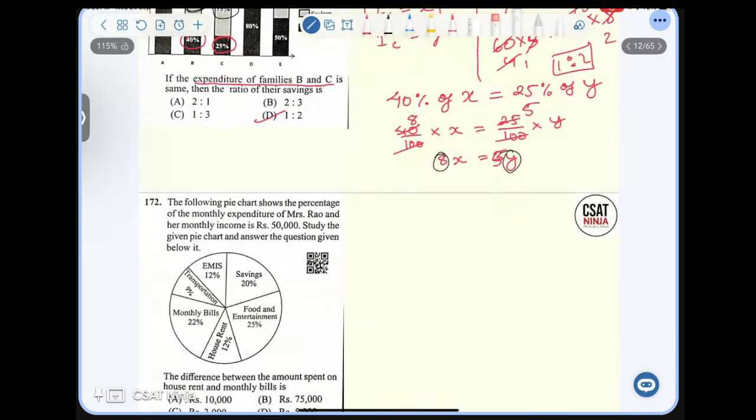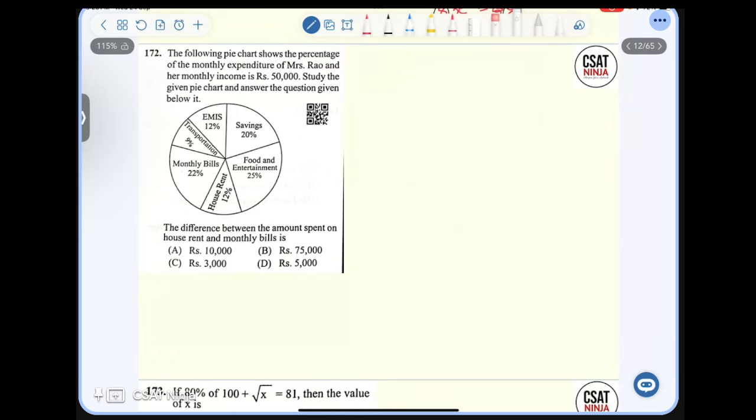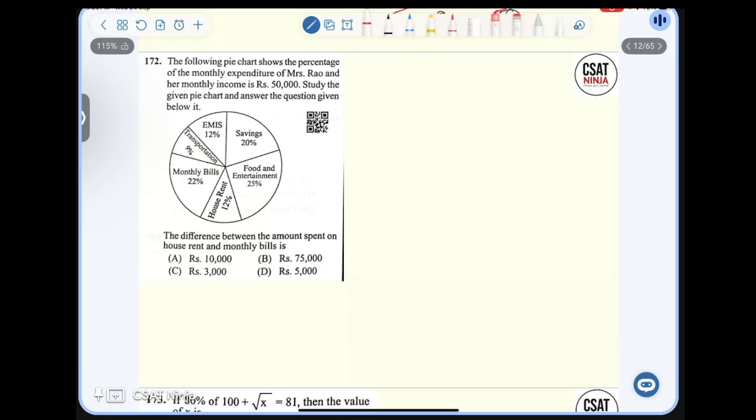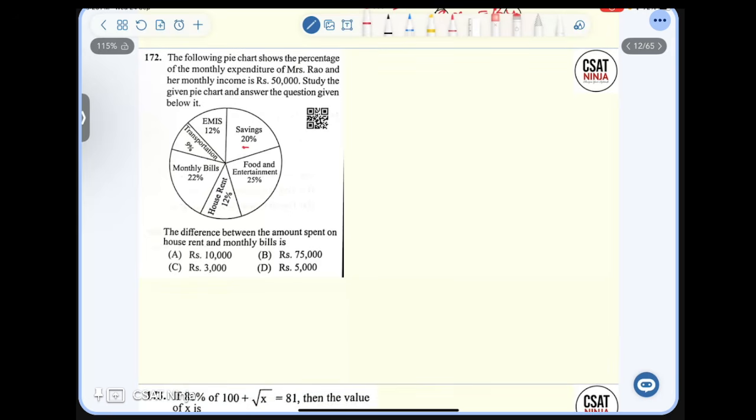Okay, let's go to next. So same thing here. It is given in terms of percentage, which means I'll use 100%. Mrs. Rao and her family's monthly income is 50,000. So 100% is nothing but 50,000. This is number one. Number two is, what is asked? The difference between the amount spent on house rent and monthly bills. House rent is this one, and monthly bills is this one.